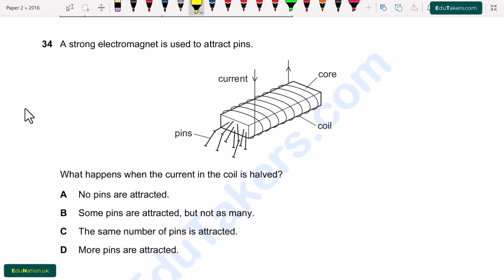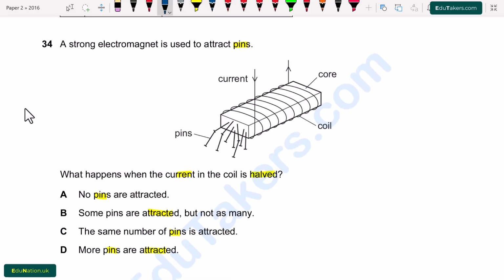Question number 34. A strong electromagnet is used to attract the pins. What happens when the current in the coil is halved? Option A. No pins are attracted. B. Some pins are attracted but not so many. C. The same number of pins is attracted. D. More pins are attracted.